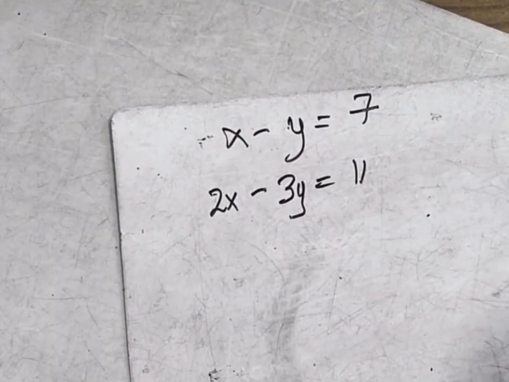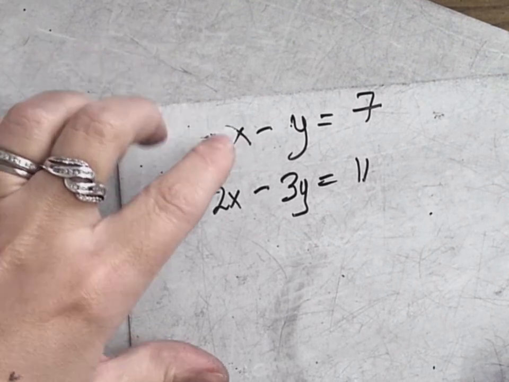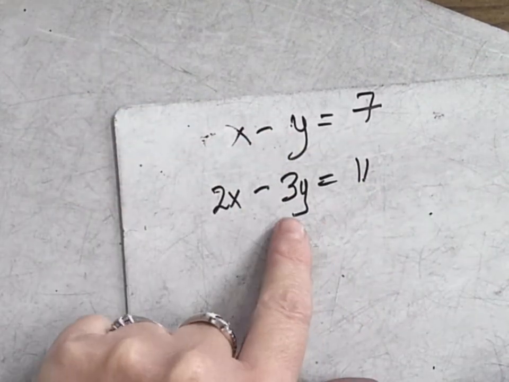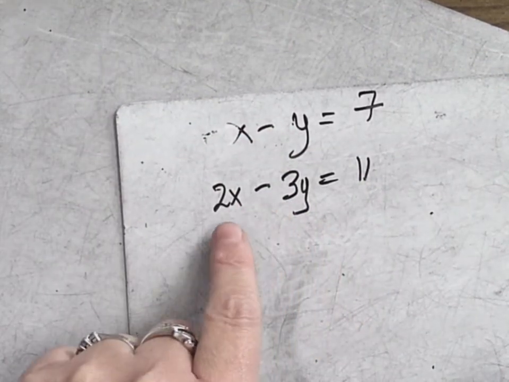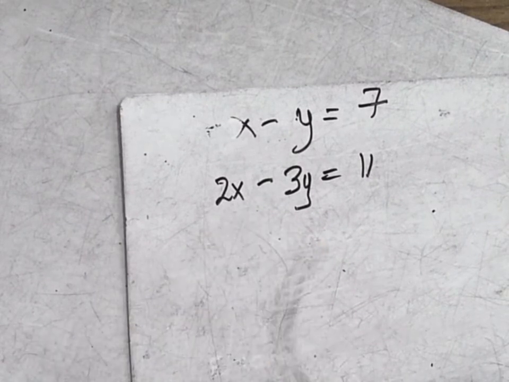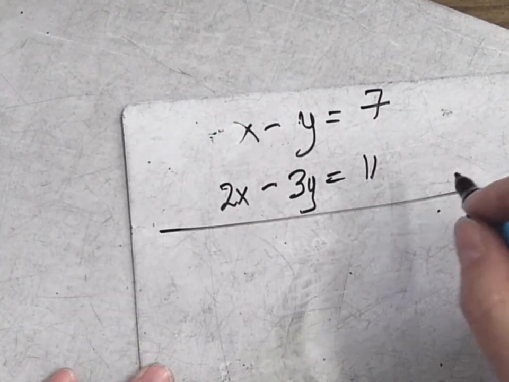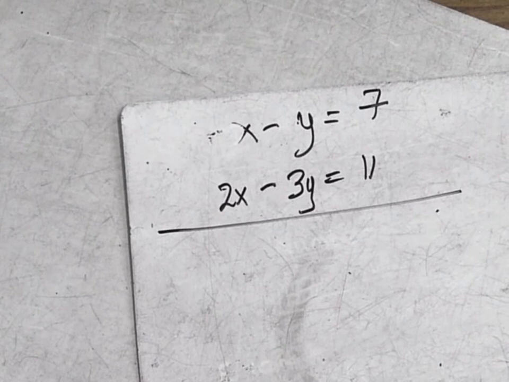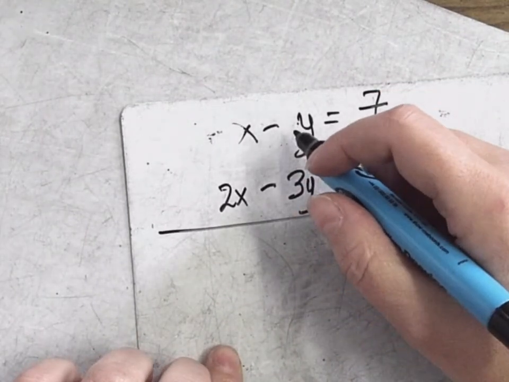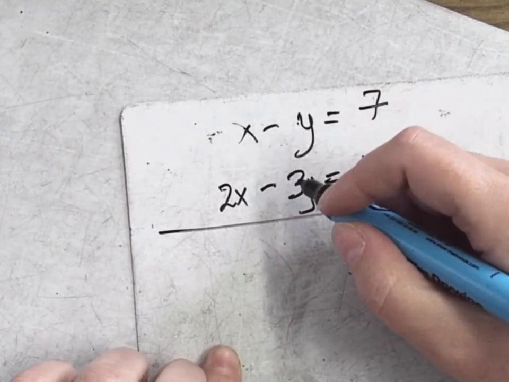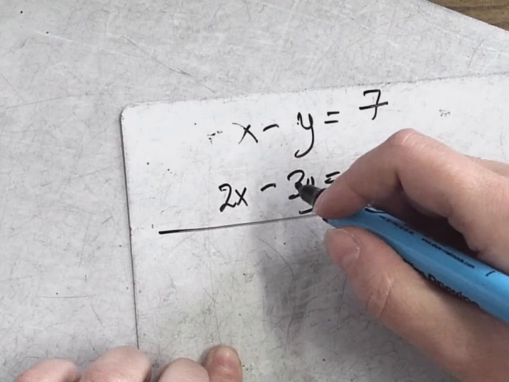Right, there's my two equations. So the number x, take away y is 7. 3 times the second number, taken away from 2 times the first number, the answer is 11. Are we okay? So you want the y's to cancel. Okay? So you look at the number. What number is in front of the y here? 1. What number is in front of the y here? 3. They're not the same.